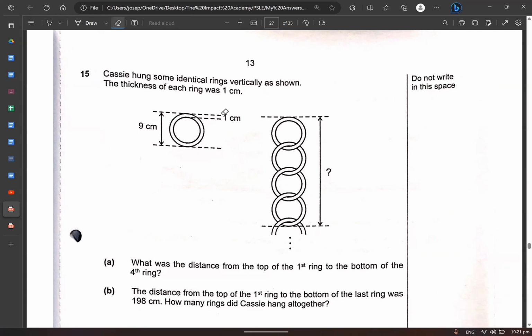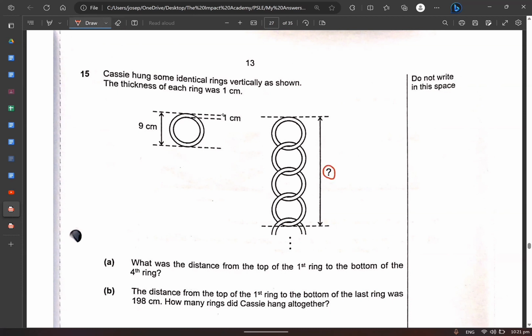Hi everyone, today we are looking at a question like this. Now there are many ways for you to solve a question like this. So let's take a look at A. In A itself, it is asking us for the distance from the top of the first ring to the bottom of the fourth ring. So basically, they are asking for this question mark.